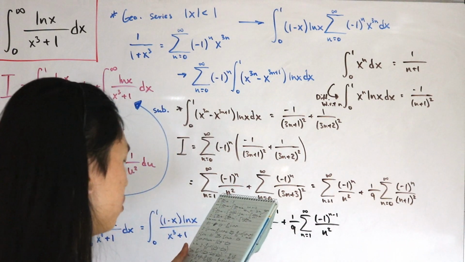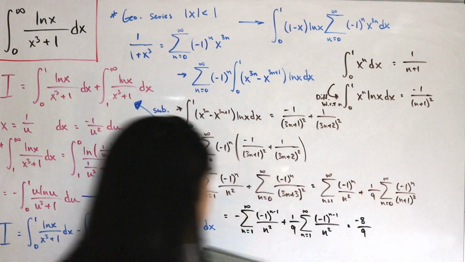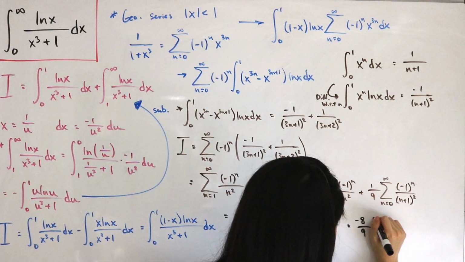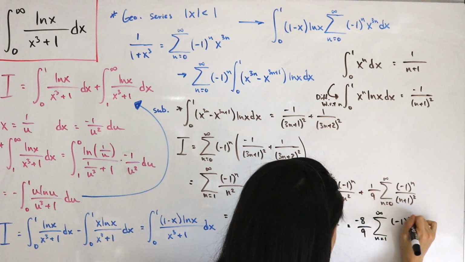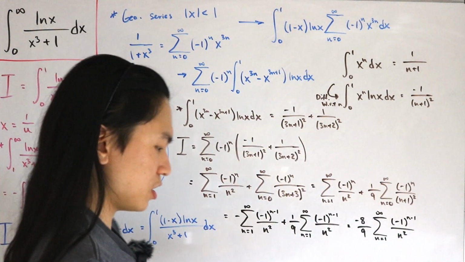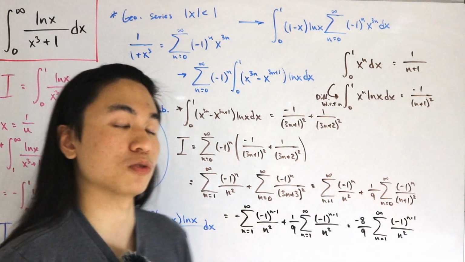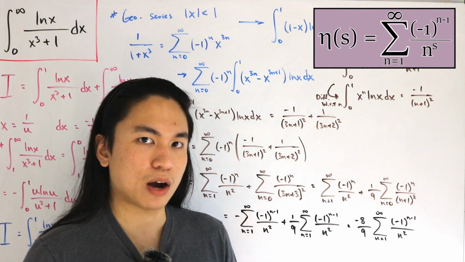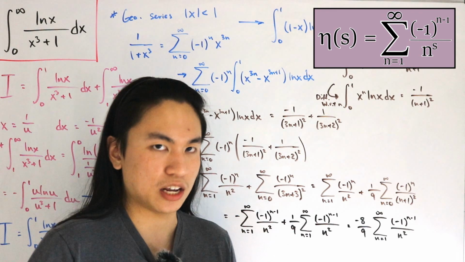And then if I combine all this together, this is just going to equal -8 divided by 9, the same terms we're putting together. So -8 divided by 9 of our infinite sum at n equals 1 of -1 to the power n minus 1 divided by n squared. And then notice that by the definition of the Dirichlet eta function, you have the infinite sum at n equals 1 to infinity of -1 to the power n minus 1 divided by n to the power s for some s. That's the eta of s.